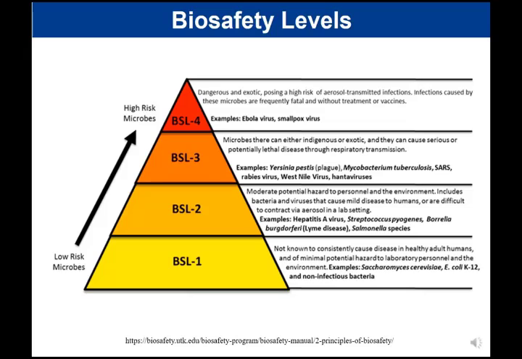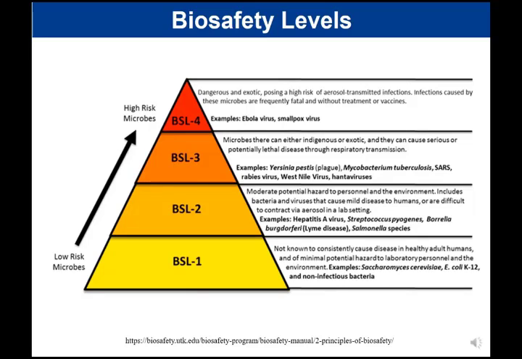COVID-19 would fall under BSL-3, so that would be an example of a BSL-3 type organism. Rabies virus, West Nile virus, and hantavirus would all fall under BSL-3. And so these have very serious and potentially lethal diseases, often through inhalation.